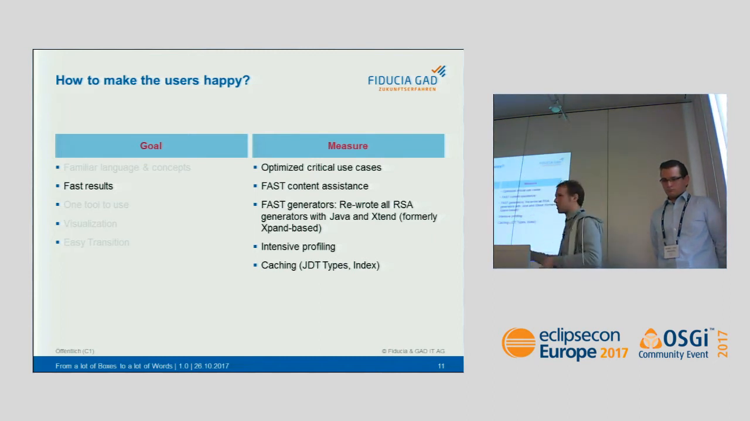The second important thing was fast results in critical use cases: content assistance should happen really fast, also in large models, and generators should work fast. In Rational Software Architect, we had generators implemented with the old openArchitectureWare languages, Expand and Extend, and they were nice, but as interpreted languages, they are way too slow for this usage scenario, so we had to implement all generators with Xtend. And where this wasn't enough, we did some intensive profiling after we reached a certain maturity level of the tool. We found other areas where we could solve performance problems with caching, for example, but we had to choose the points carefully. We reached significant performance improvements by caching JDT type resolution or index queries, for example.